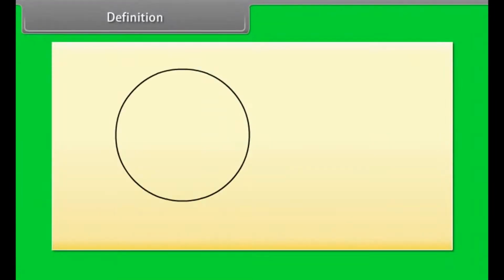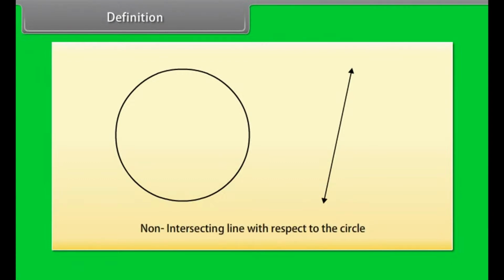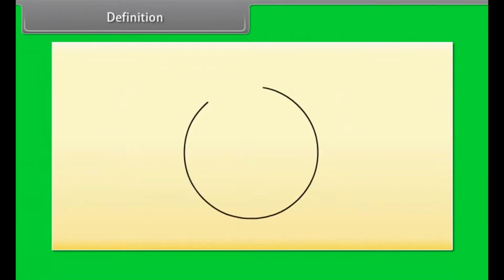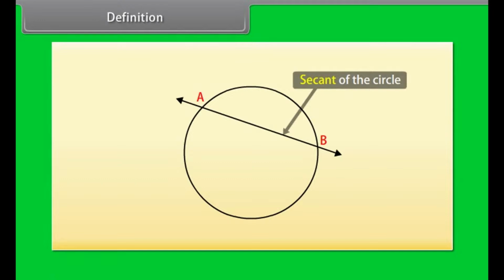Definition. Students, let us draw a circle and a line in a plane. We can see that the line and the circle do not have any common point. So the line is called a non-intersecting line with respect to the circle. This is the other way we can draw a line and a circle. We can see that there are two common points, A and B, that the line and the circle have. In this case, the line is called a secant of the circle.